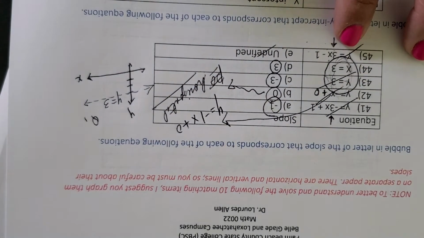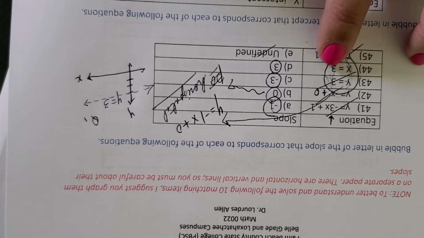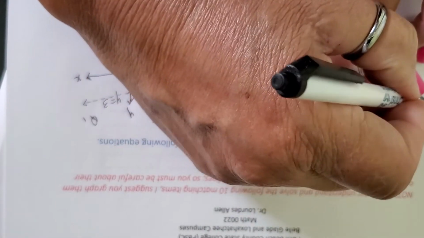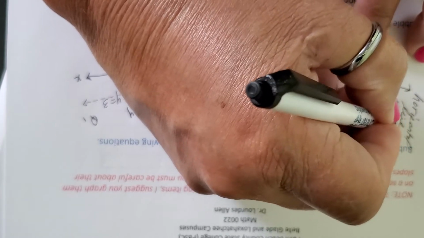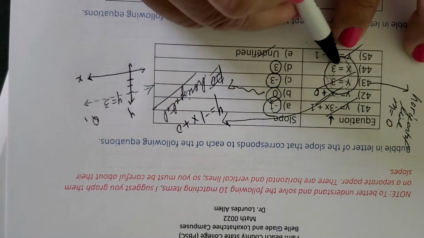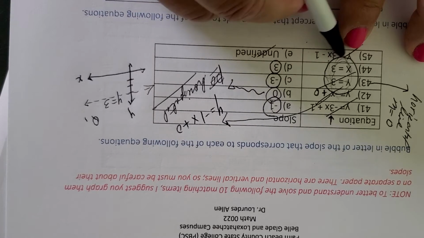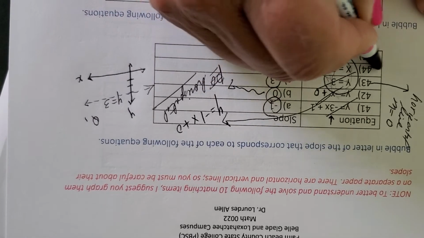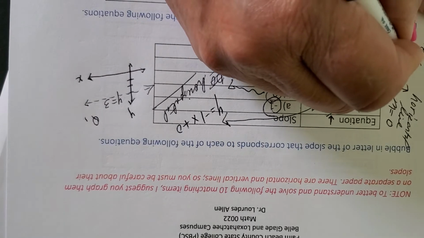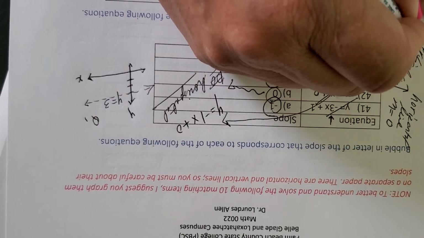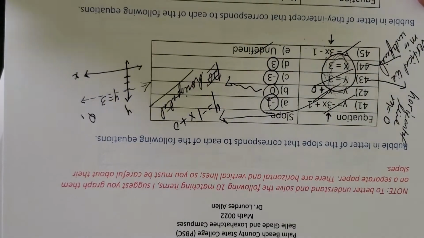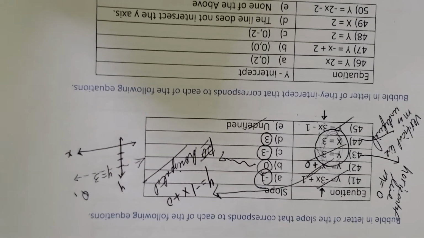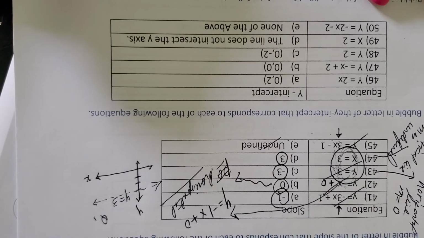So I believe that you have to kind of memorize that when it's y equals a constant, it is going to be a horizontal line, and the slope is going to be equal to 0. When it's x equals 3, the y is not there, only the x, so this is going to be a vertical line, and the slope is undefined.